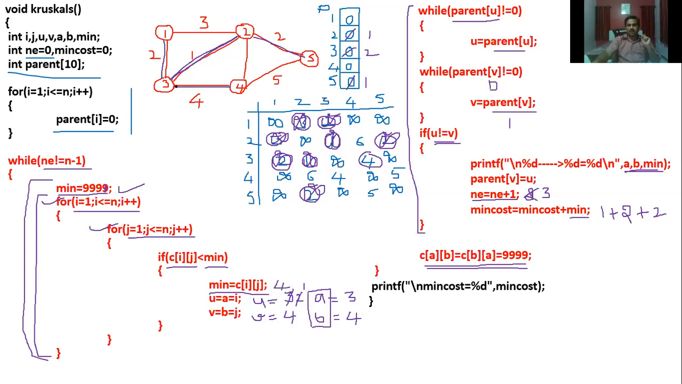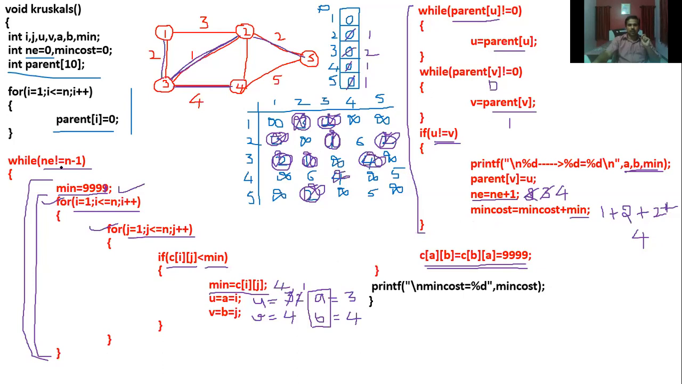Okay, see this. If I consider this edge, there's no cycle formation, and parent of V, that is parent of 4, is equal to U, that is 1, and this value will be 1. Number of edges will be incremented by 1, plus the minimum value. Minimum value is 4. Okay, plus 4. And this value will be infinity and this value will be infinity.